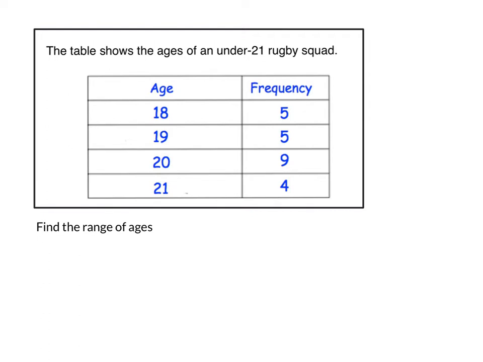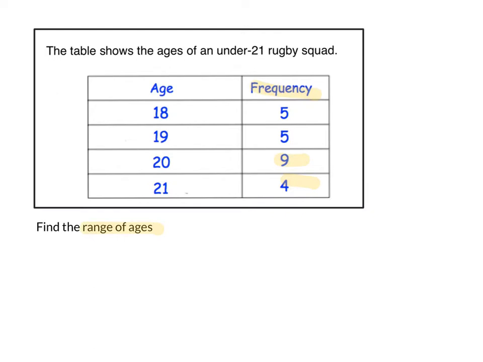Most people's misconception will be to look at this column, and they'll pick the biggest number here, 9, take away 4 is 5. That's not correct. You're looking at the range of ages. Now before I even do that, I want to actually understand what this table means.